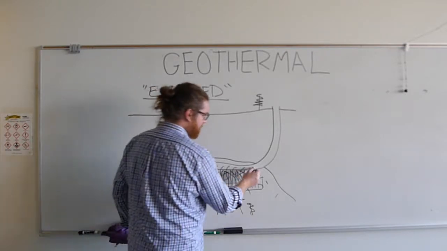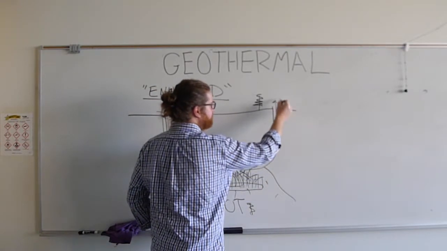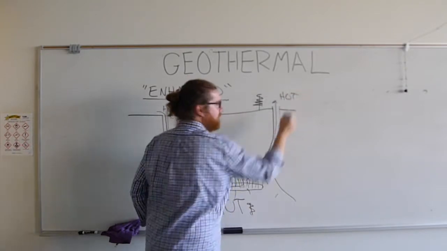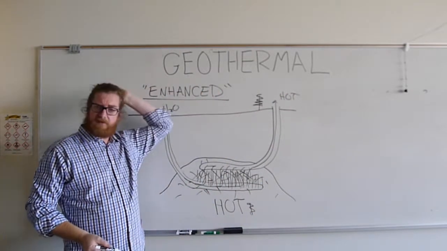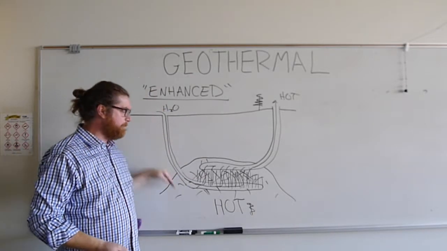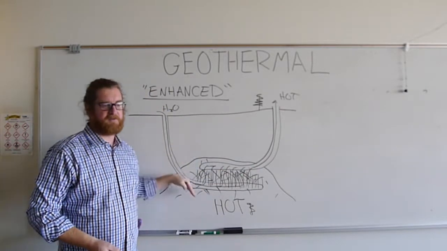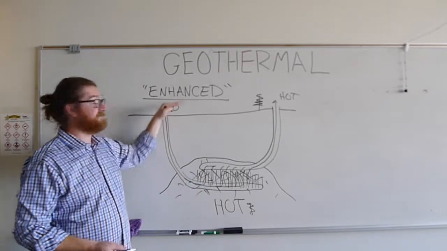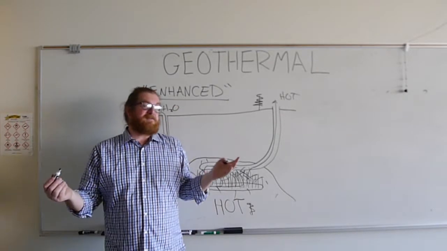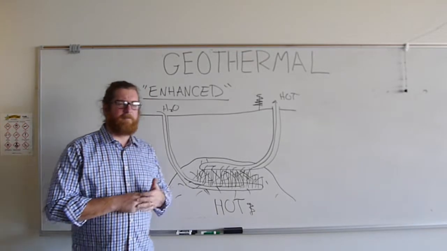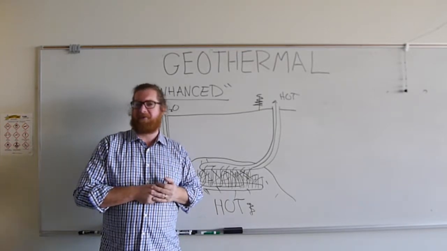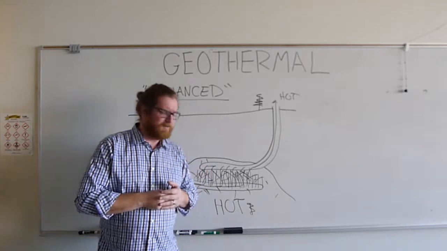Then you can just pull the water out. If your heat source is strong enough, you've got hot water and you can run a geothermal power plant. You basically just made a heat exchanger out of the earth. That's what we call enhanced geothermal. I think it's a really cool engineering idea, but like I said, everyone who's tried this has gone bankrupt. So we'll see if that works in the future.